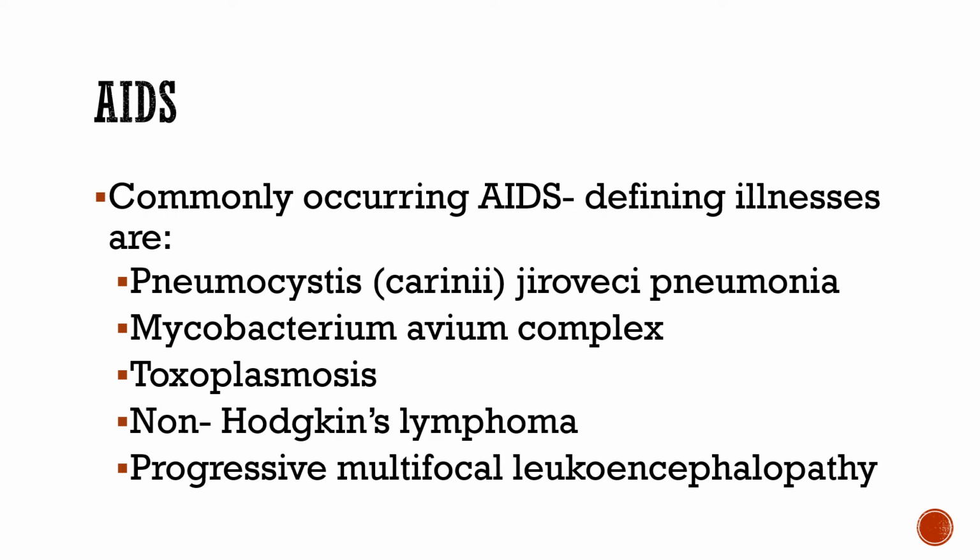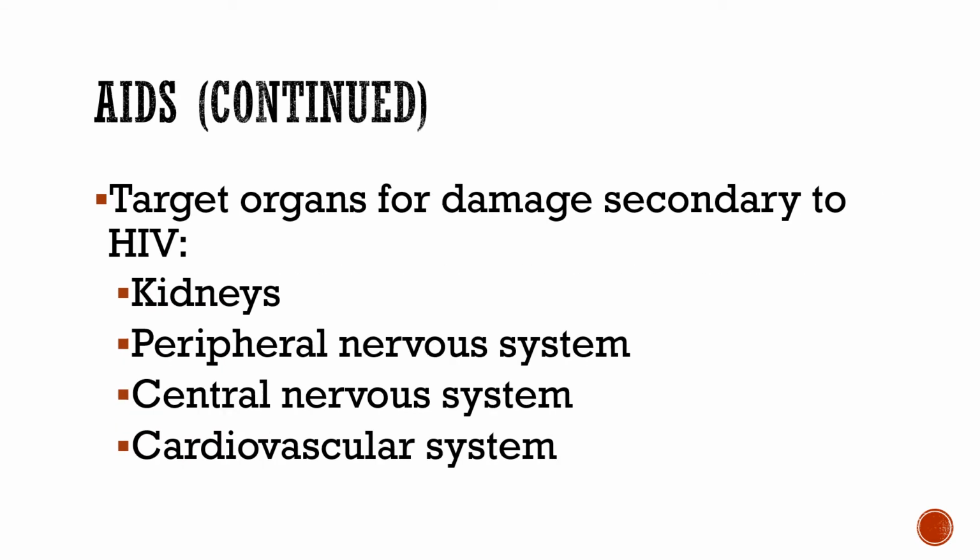So, commonly occurring AIDS-defining illnesses are the Pneumocystis carinii pneumonia, the PCP, Mycobacterium avium complex, toxoplasmosis, non-Hodgkin's lymphoma, and progressive multifocal leukoencephalopathy. So, target organs for damage secondary to HIV are the kidneys, the peripheral nervous system, the central nervous system, and the cardiovascular system.